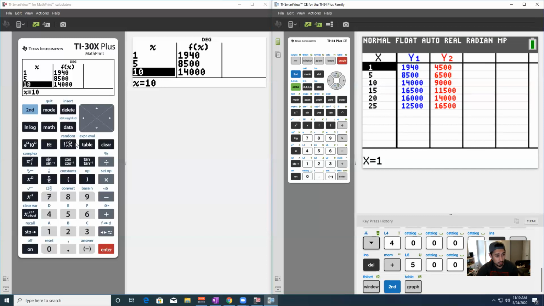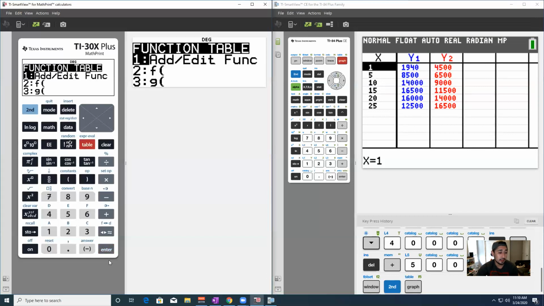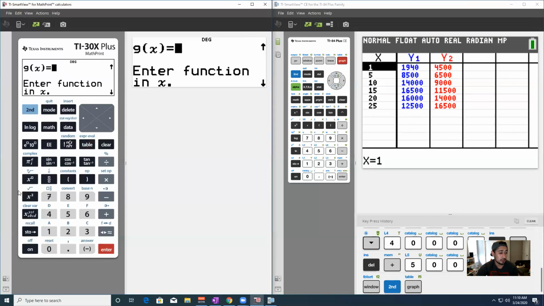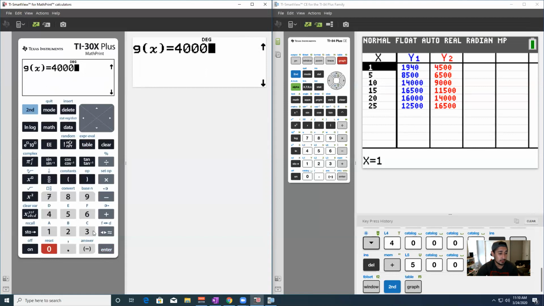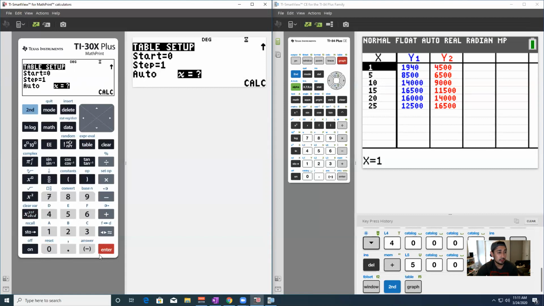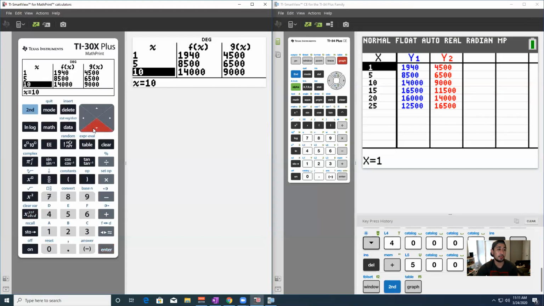TI-30, you still got a little more work to do. Well, if you have the TI-30, I think you can add both functions. Look at this, 4,000 plus 500x, enter, enter, enter. Yep, look at that. But only 3 values at a time. So there's that. If you have the fancy chromed out one.